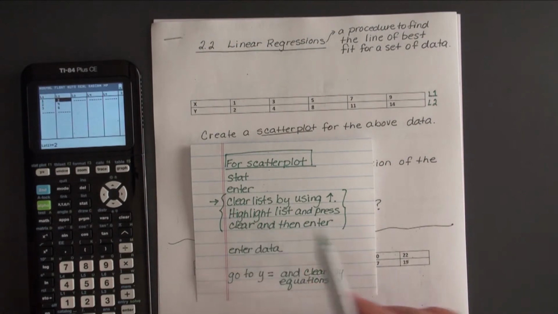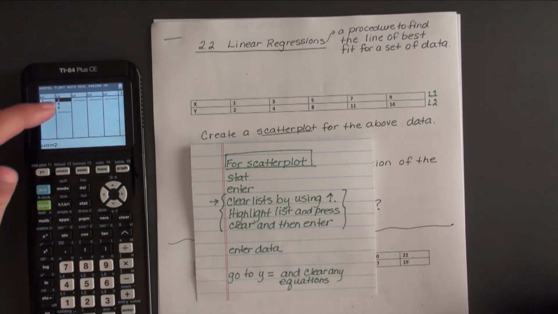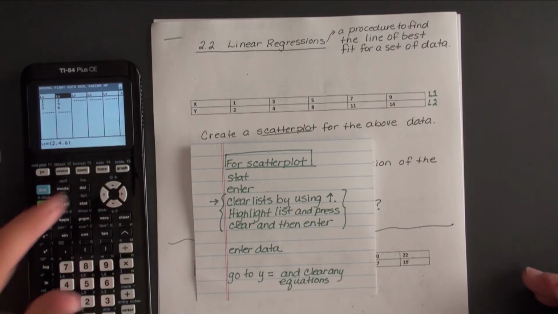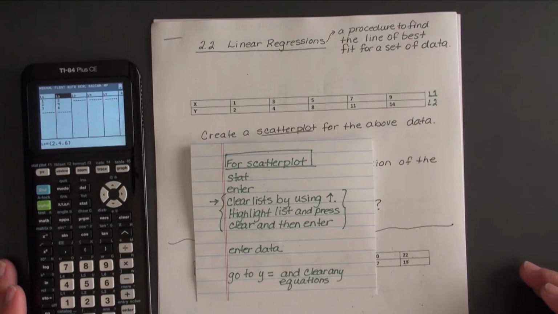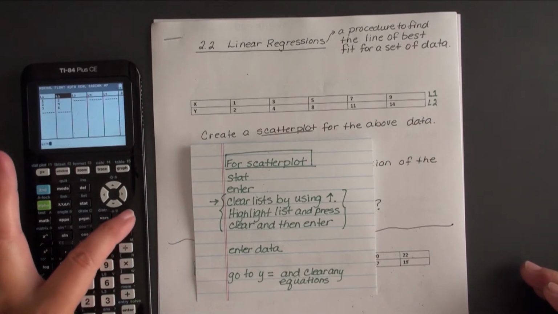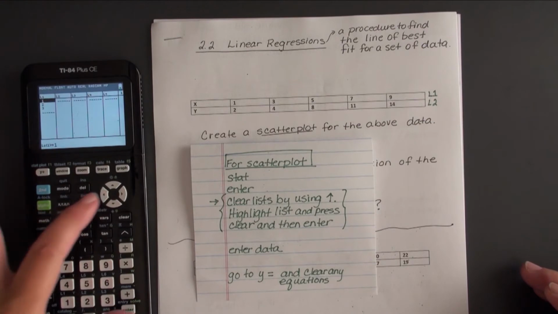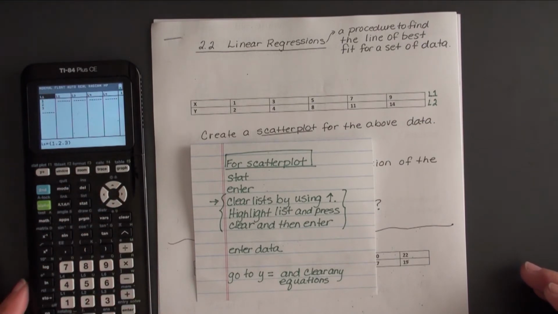Now, if you want to clear out these lists, some of you will already have numbers in your lists. You use your up arrow till the list is highlighted and press clear and then enter. And that will take all of the numbers out of that list. Then I'll use my arrow and go over to list 1 and press clear and enter.